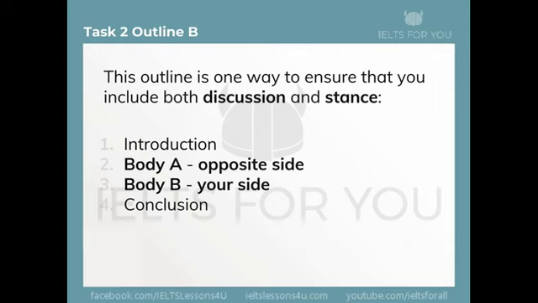Okay, by introducing the opposite side in a weak way, and by introducing body B, our side, in a very strong way. We'll talk about this in lesson 3, our introduction is going to make it very clear what our opinion is. So we make it clear in the introduction, we use the right language and the right organization in the body, and then we re-mention it in the conclusion. All of that makes sure that our stance is clear, and by giving one body paragraph to the opposite side, we make sure that we have enough discussion to get a high task achievement score.